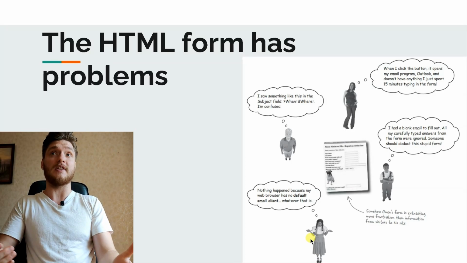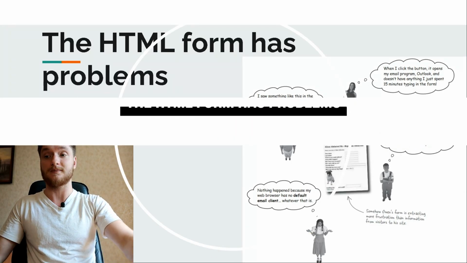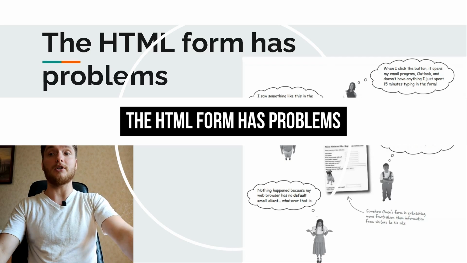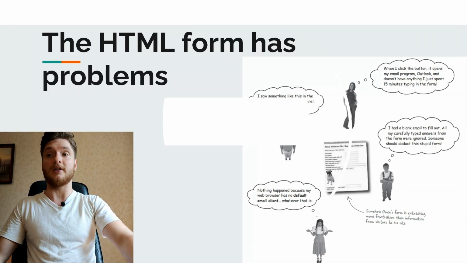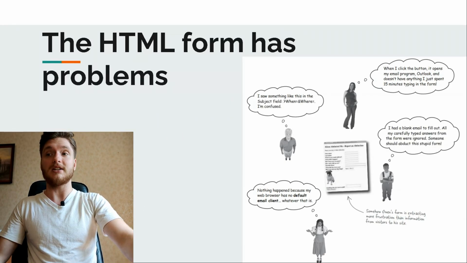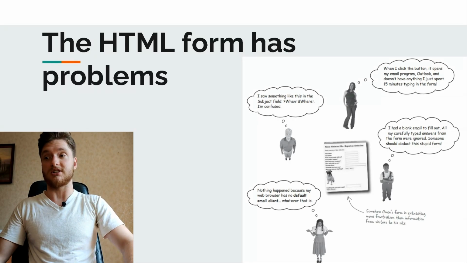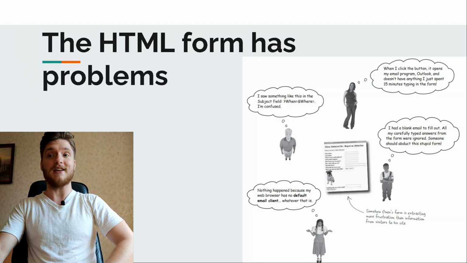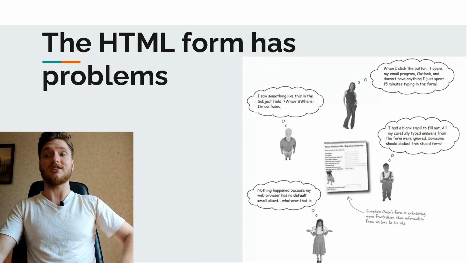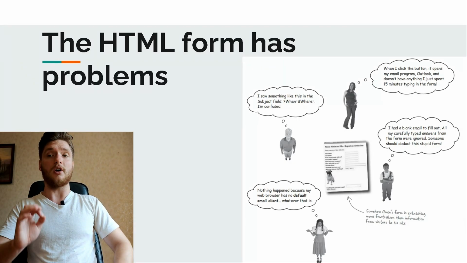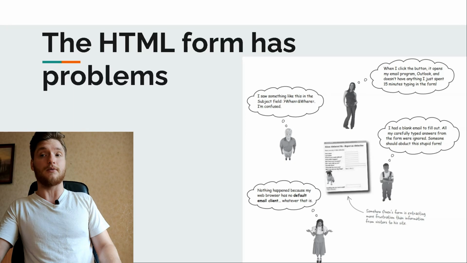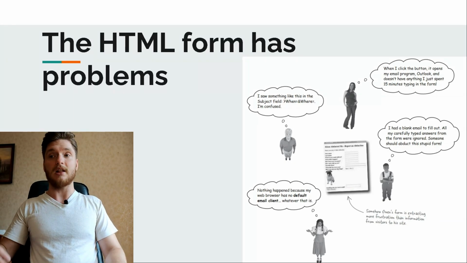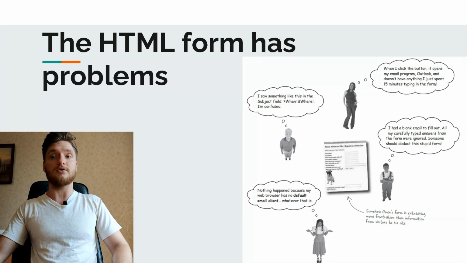We will talk about how the HTML form has problems. Owen's Report an Abduction form is up and running, but he doesn't get much information from users. Okay, is Fang's abduction really such an isolated incident, or is something wrong with his form? Let's see what the users have to say about it.